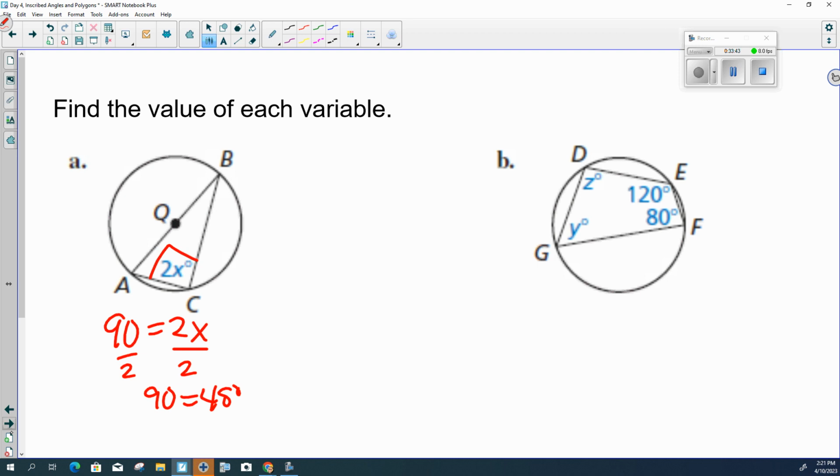Okay, let's look at B. You, Addie. Addie, how do you start on B? What do we know about quadrilaterals that are inscribed? Opposite angles are supplementary. So, Addie, what's Z going to be? 80. Because 80 plus 80 is 160.